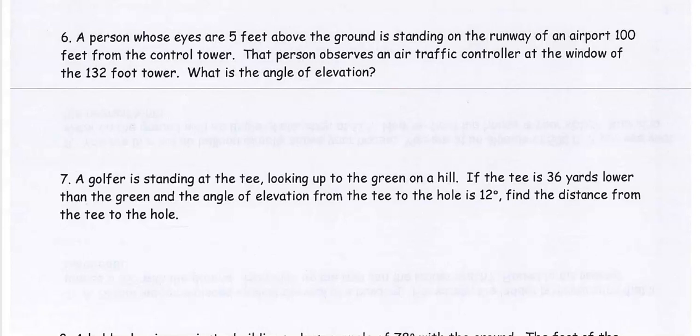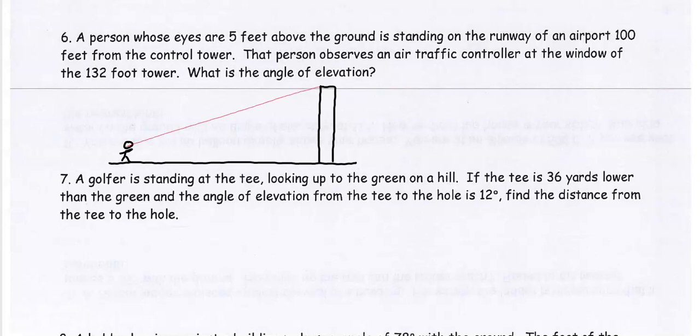A person whose eyes are 5 feet above the ground is standing on the runway of an airport, 100 feet from the control tower. So, got the ground. We got the person. Eyes are 5 feet above the ground. We got a big old control tower over here. This problem is probably not drawn to scale, but whatever. So eyeball to the top, horizontal line across, very similar to the last problem. 5 feet, 5 feet. So we're going to go after that X again, and then H will be X plus the 5.